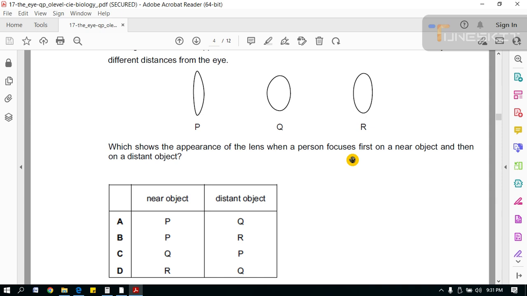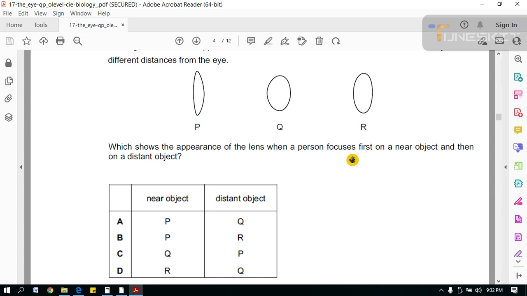So the lens will be thick when you see things which are very near to you, right? Because it becomes more convex. So here option Q, the diagram Q, will be the case when you see things which are near to you, right?